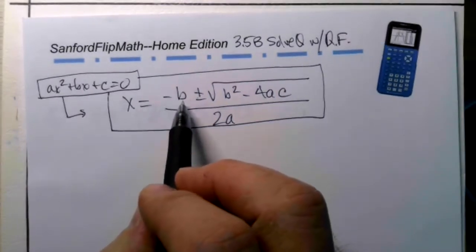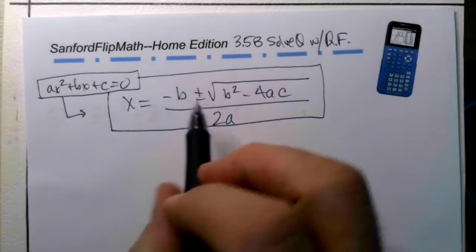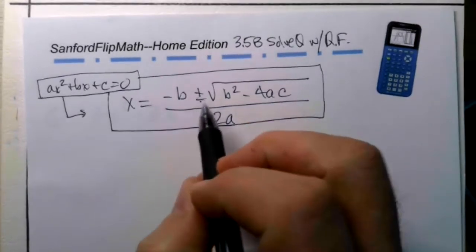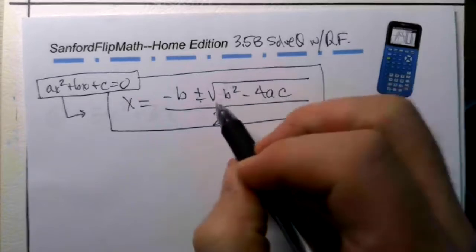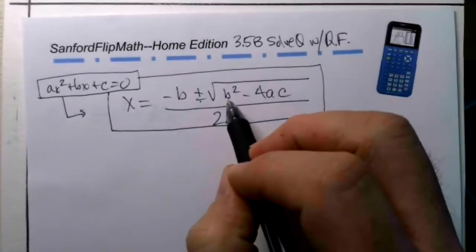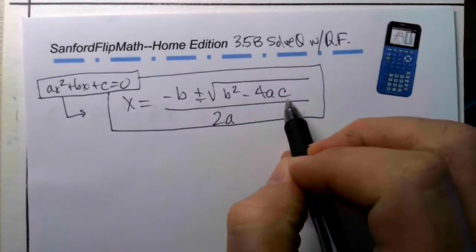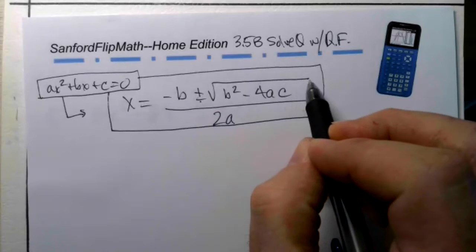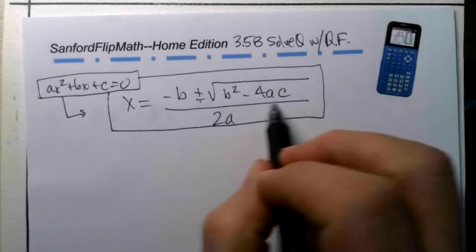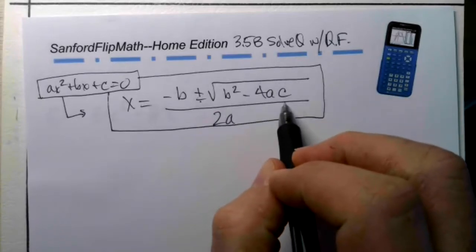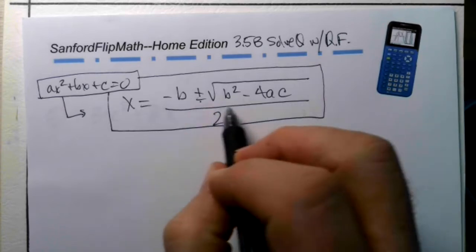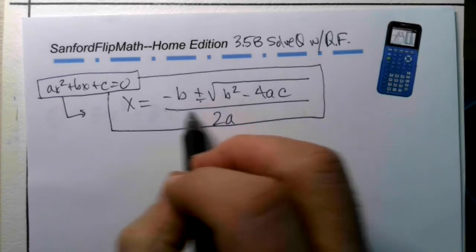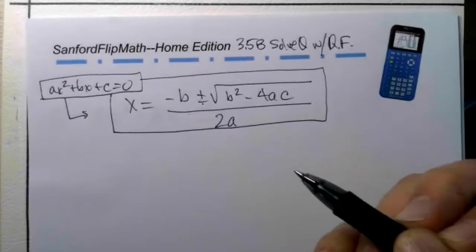It's technically the opposite of b, but I mostly say negative b also. Plus or minus. Remember, with most quadratics, you get two solutions. One comes from the plus, one comes from the minus. Big square root, b squared minus 4ac. So that square root has to cover the entire part of that. This part on the inside is called the discriminant. We don't really need to know that right now, but that's true. Fraction bar goes all the way, not just under the square rooty part, but under the negative b also, and then 2a on the bottom.